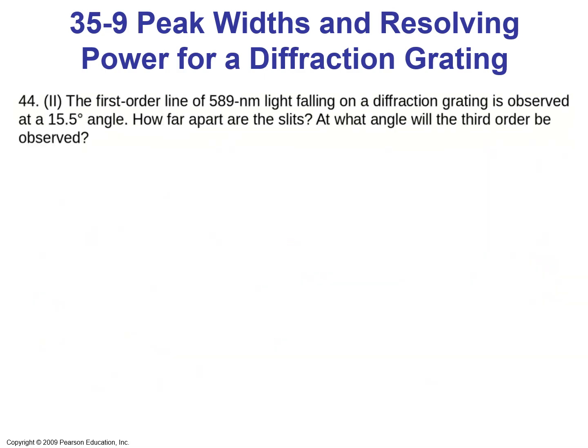Another example, let's look at problem number 44 in the book. The first order line of 589 nanometer light falling on a diffraction grating is observed at a 15.5 degree angle. How far apart are the slits? At what angle will the third order be observed?